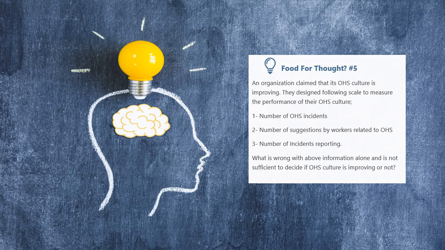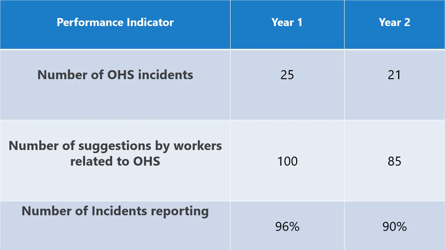For example, imagine if KPI 1 is showing improvement but KPI 2 is showing a decline, then how shall the organization decide the overall performance? Let's assume that the indicators established for measuring the OHS culture have the following data over the last 3 years. As you can see on this slide, indicator 1 shows an improvement while indicator 2 is showing a decline. The third indicator is also showing a decline.